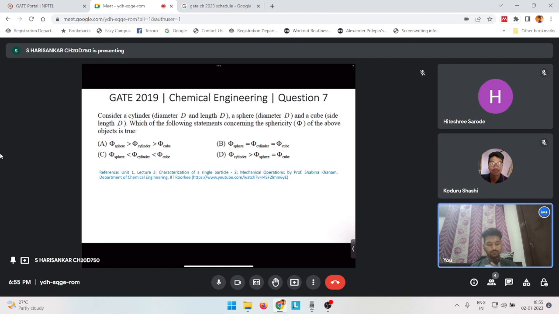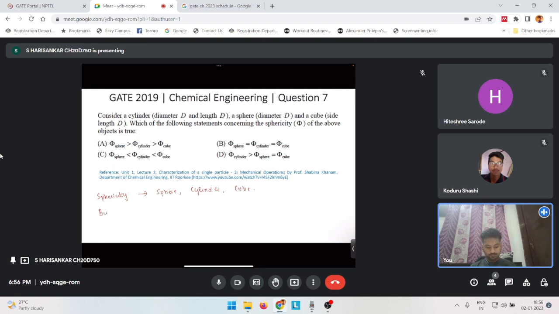So this is a question from the sphericity part of mechanical operations, and the reference NPTEL lecture can be found in Unit 1, Lecture 3, Characterization of a Single Particle, Mechanical Operations by Professor Shabina Khanam, Department of Chemical Engineering, IIT Roorkee. So here they have asked us to compare the sphericity of three different shapes, which are sphere, cylinder, and cube.